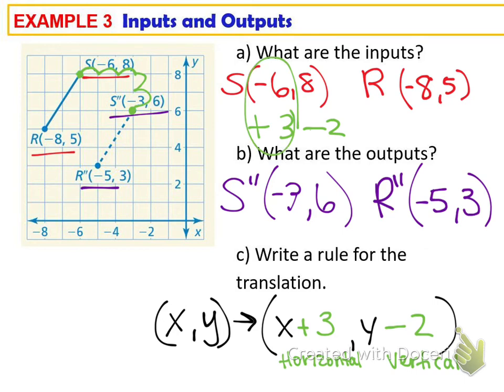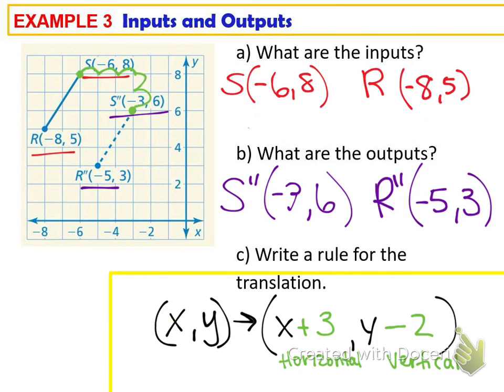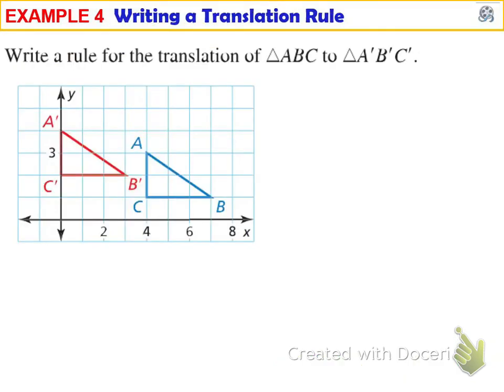Now I want you to take a second and look at what we just said. Did the X's go plus 3 to go from the pre-image to the real image? Did minus 6 plus 3 make minus 3? Yes. Did 8 minus 2 make 6? Yes. So that's kind of what happened. Negative 8 plus 3 makes negative 5. So just so you know what happened here. Are we okay with the rule? Okay. Perfect. Ready. We're going to write a rule.